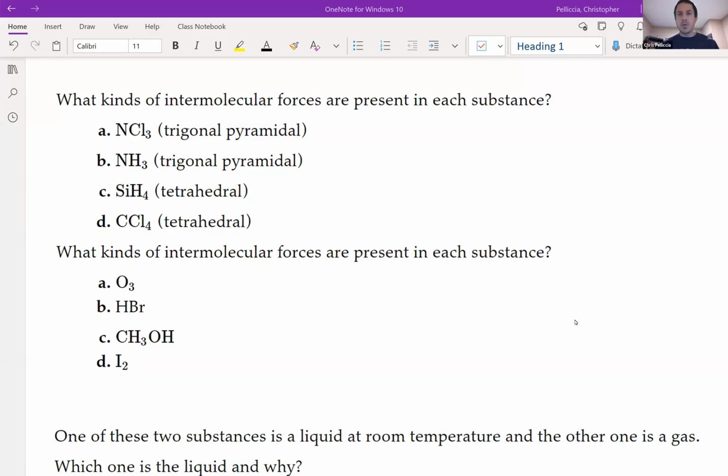In this short video, we're going to look at intermolecular forces and how those intermolecular forces have an effect on the melting point or boiling point of various compounds. Our first question asks, what kinds of intermolecular forces are present in each substance?